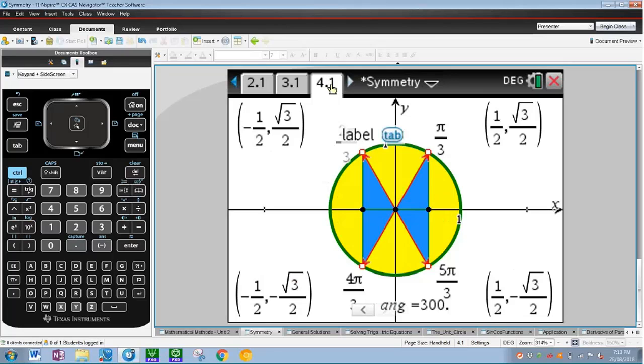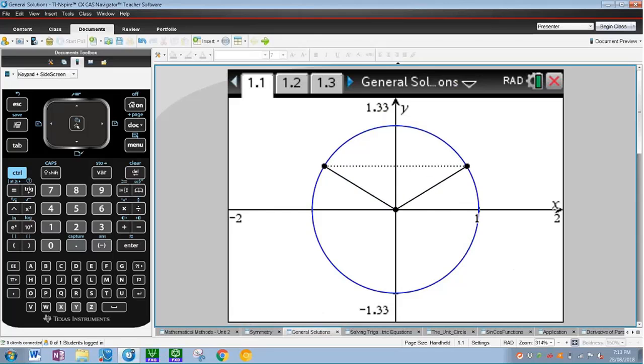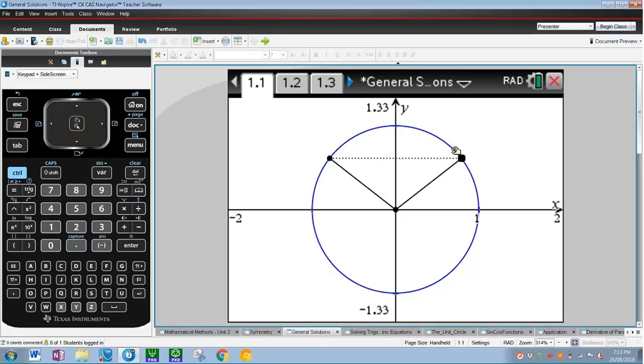I've also got other files like this where it's not just limited to pi on 6, pi on 4, and pi on 3. Rather, it's a more general sort of file where I've just got a basic unit circle over here, and all I've done is create segments between the origin and points on the unit circle, and then reflected these points over to the left-hand side. And then as you grab this point, the reflection, of course, follows along with it. And this, again, conclusively proves that sine of pi minus theta, which is this one here, is equal to sine of theta.